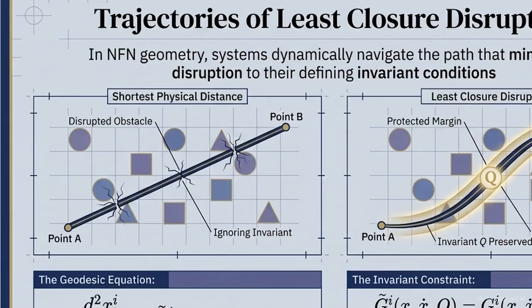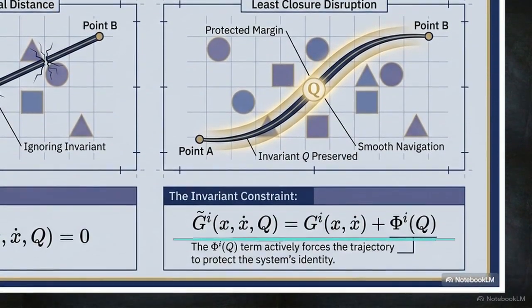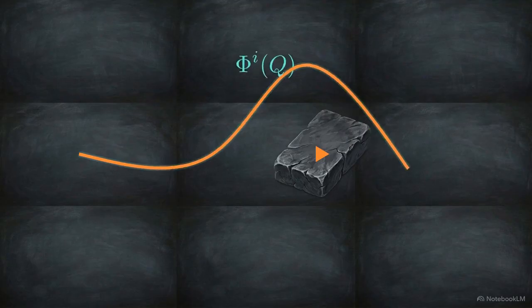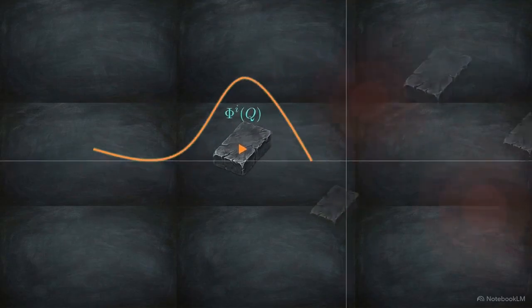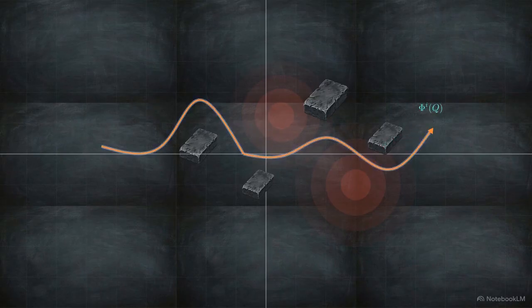This chart contrasts 2 trajectory approaches. On the left, taking the shortest physical distance is destructive because it ignores internal invariants, colliding with obstacles. On the right, the invariant q is preserved as it navigates a protected margin, driven by the phi constraint equation below. The phi term acts as an active constraint on the geodesic, forcing the trajectory to curve around disruptions. In NFN geometry, physical systems dynamically navigate reality along paths of least closure disruption, protecting their defining structure, even when it requires a longer path.